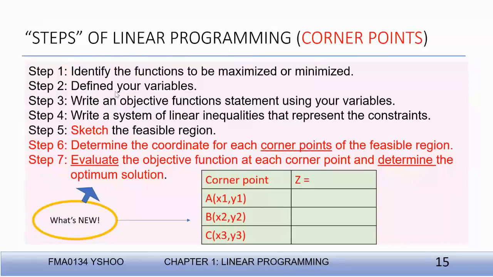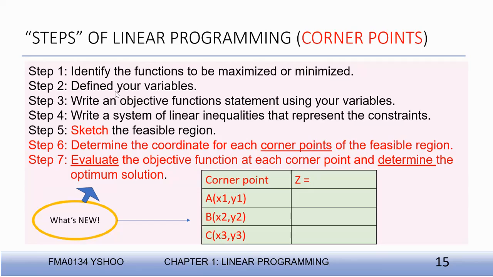Now, let us look at the steps of how you're going to solve the linear programming using the corner points. First thing, identify the function to be maximized or minimized. Then define your variables, write an objective function, and write a system of inequalities. This one you have no problem. And then step 5 is sketch the feasible region.